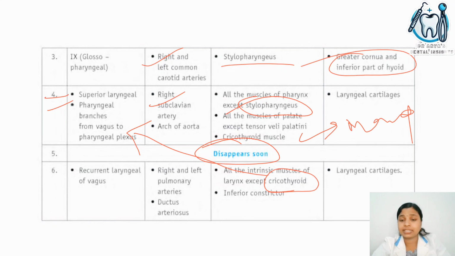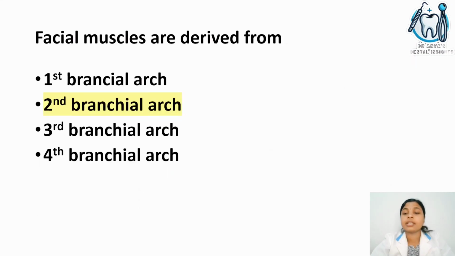Then inferior constrictor. Then the laryngeal cartilages. So fourth arch, that is cricothyroid muscle, and sixth arch, that is laryngeal cartilages. That's all the intrinsic muscles of larynx except cricothyroid and inferior constrictor. So the answer is second branchial arch.